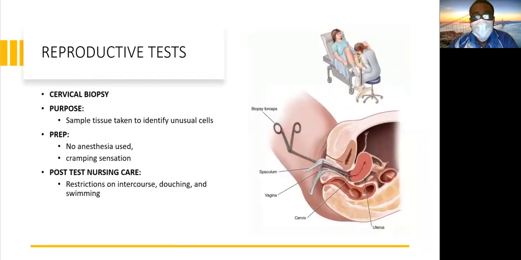For a cervical biopsy, sample tissue is taken to identify unusual cells. So you can see your vaginal speculum, and this is your biopsy forceps, which will be used to take samples from maybe the uterus. No anesthesia is used. The client may experience a cramping sensation, so you need to educate her on this. For post-nursing care, provide written instructions on the procedure. There should be restrictions on intercourse, douching, and swimming for at least 3 days after this procedure.